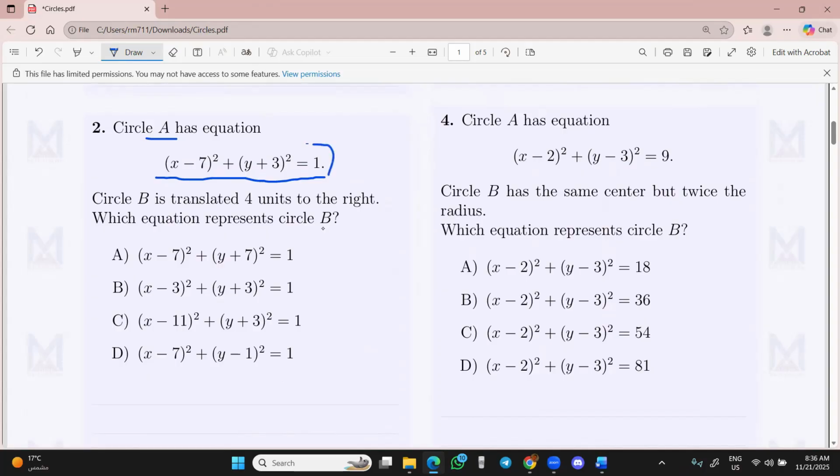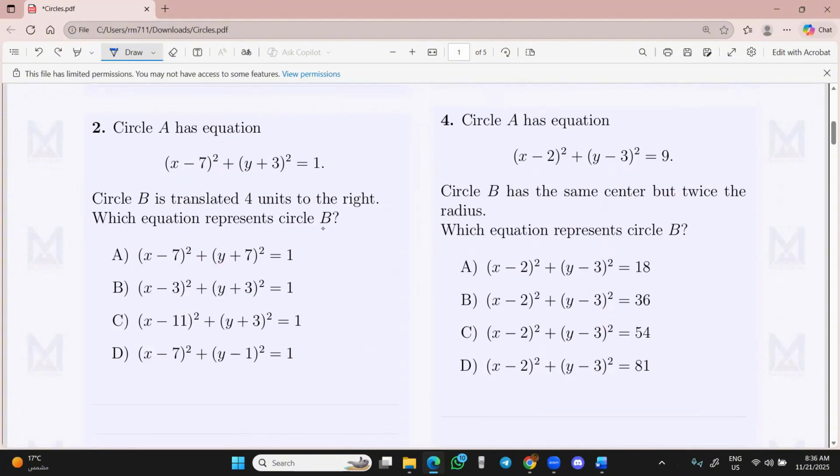Translating this equation 4 units to the right means you get the center, and then the center should be moved 4 units to the right, not starting writing here. So this is the common mistake. Some people just look at the 7 and add 4 to it. That's not correct. This is a common mistake.